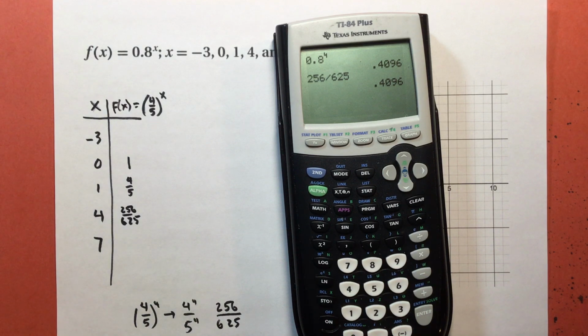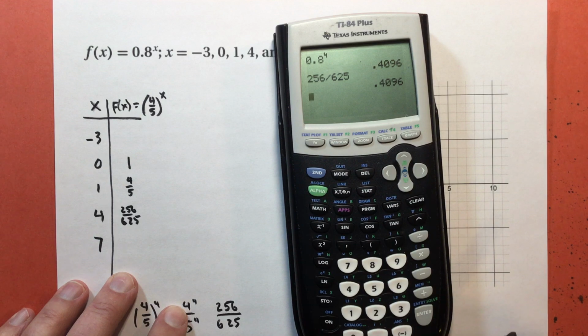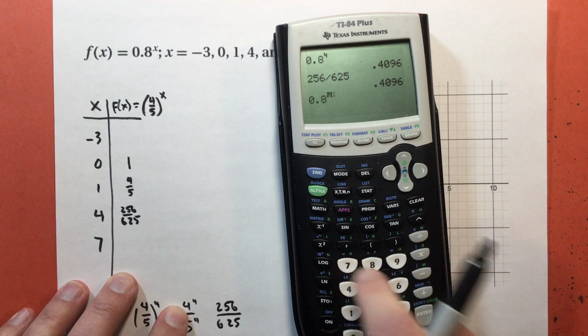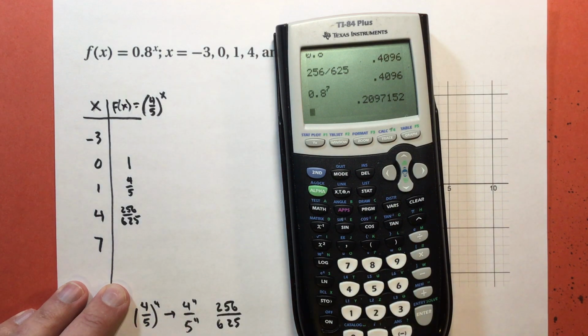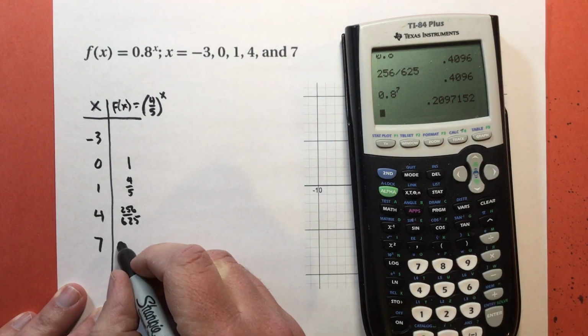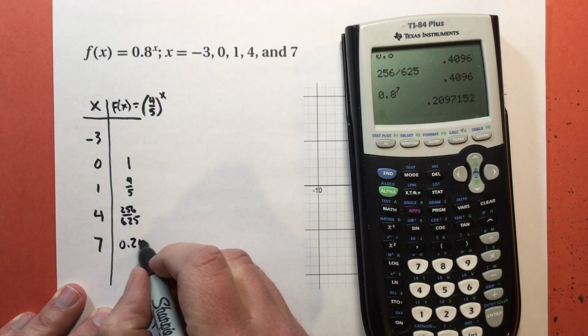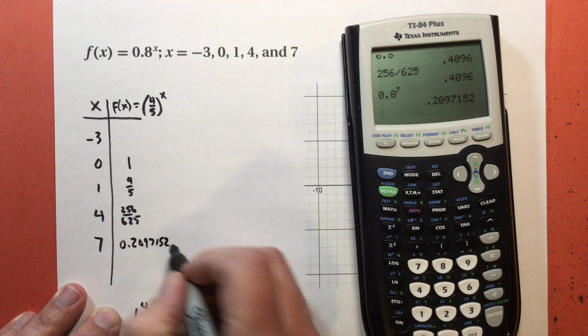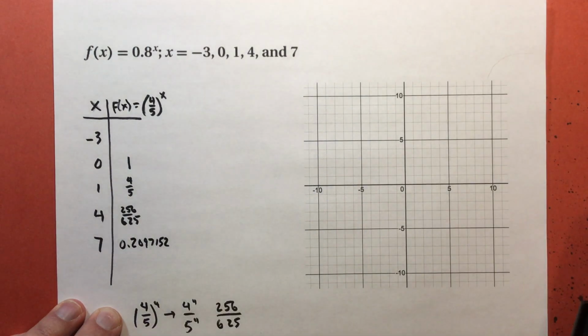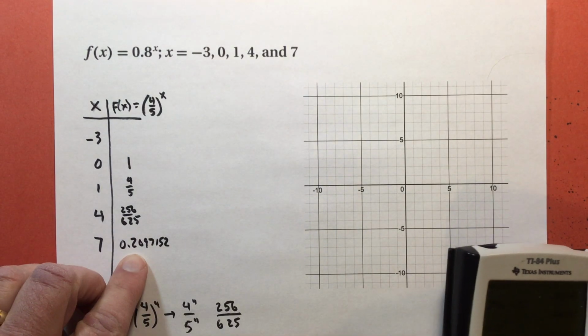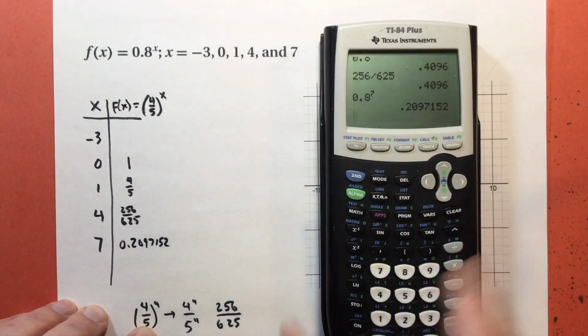Sure, you can do 4 to the 7th power: 4 times 4 times 4 times 4 times 4 times 4 times 4, and then do the same thing with 5 and get the fraction. Okay, 0.8 to the 7th power, that one gets nasty. So we'll say 0.20975152. There's no way I'm going to graph it that accurately, so we'll just say it's a little bit bigger than 2/10.